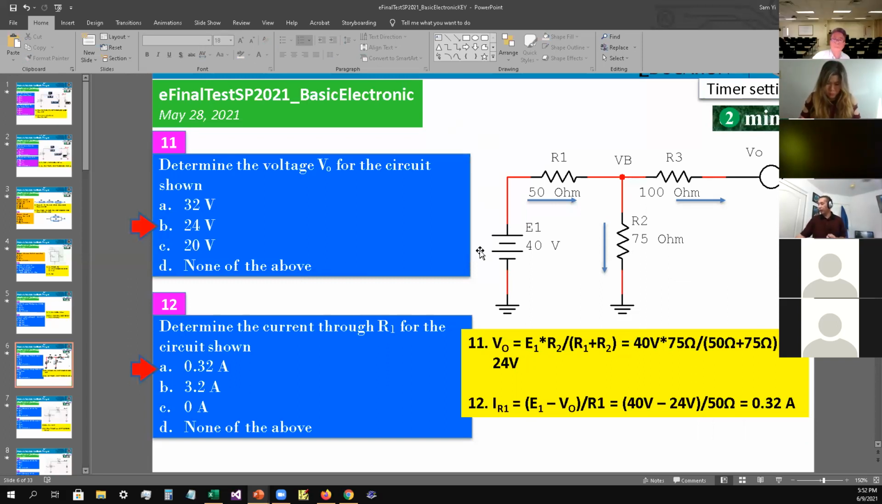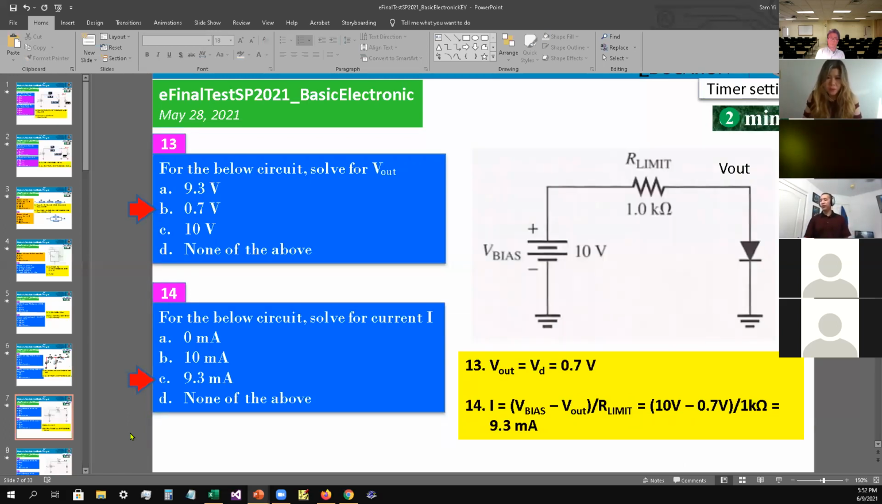Number 12, find IR1. Like I said, VB would be 24 volt, and you have the voltage on this side. So E1 minus V out, or VB, divided by R1. Therefore, it's 40 volt minus the 24 volt, divided by 50 ohm, and that gives you 0.32 amp. So the answer is A as in apple for number 12. Okay, next one.